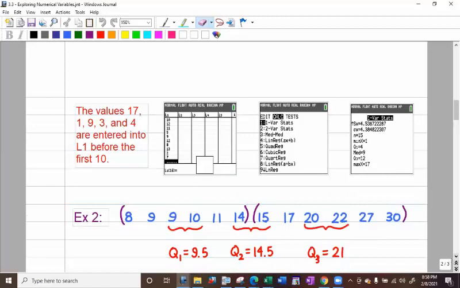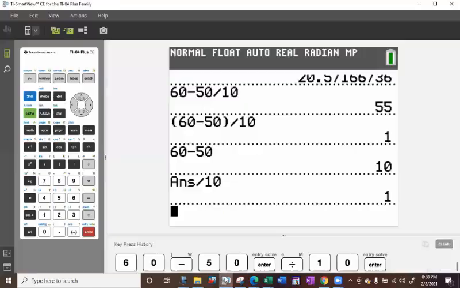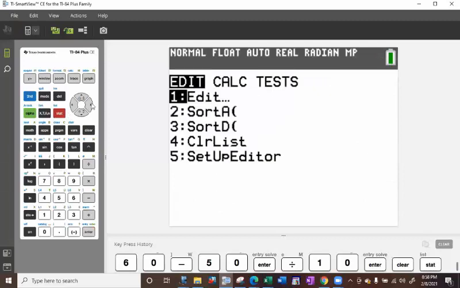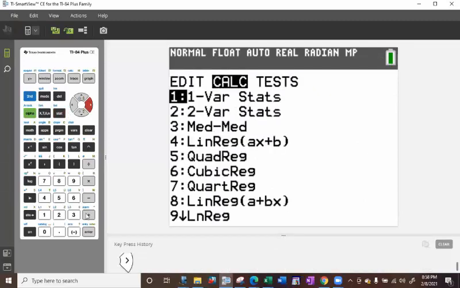So you get them in there and you go, stat, edit, list, same command, get the list. Second, quit, go back to calc and you go one-var stats. Now normally we do one-var stats. Let me clear this out. I'll use that same data set that was already there. Stat, calc.